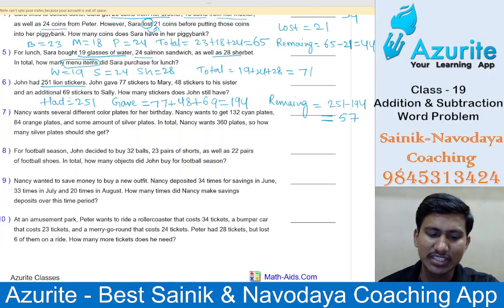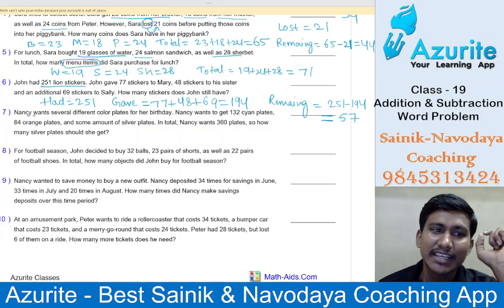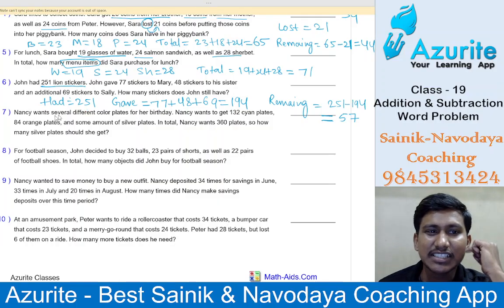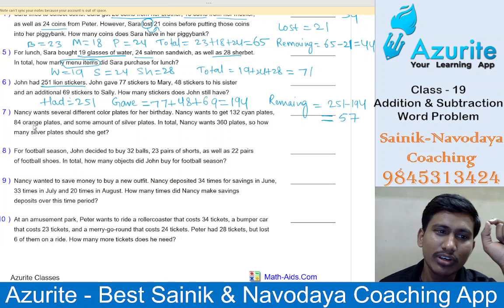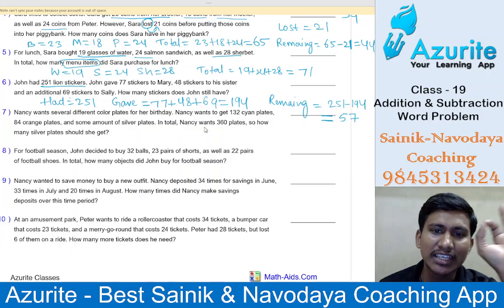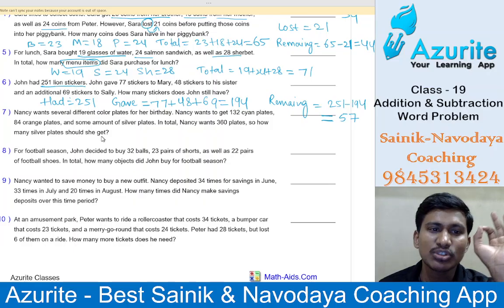Okay, now I will solve the 7th question also. See here, 7th question. What is it? Nancy wants several different color plates for her birthday. Nancy wants to get 132 cyan plates, 84 orange plates, and some amount of silver plates. In total, Nancy wants 360 plates. So how many silver plates should she get?